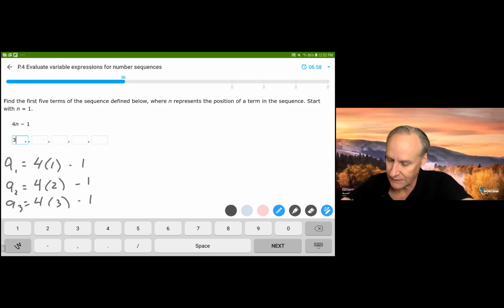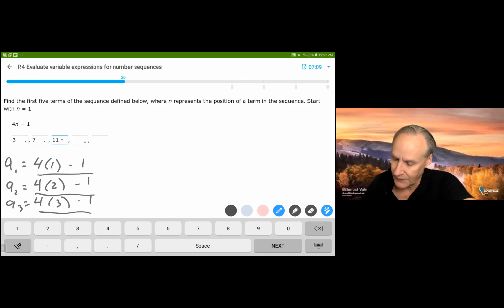And it can take you a while to do it that way. So what I'm going to do is I'm just going to add 4, which gives me 7. And I'm going to add 4, and that's 11. And if you look down here, you can see the 11, and here's the 7, and here's the 3. And if we add 4, we get 15. If we add 4, we get 19. There's our arithmetic sequence.